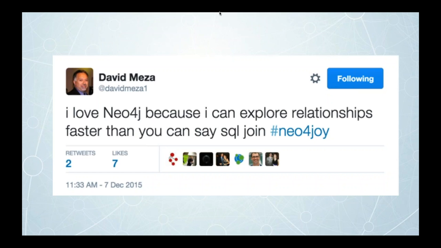This is a quote from a gentleman named David Meza. He says, "I love Neo4j because I can explore relationships faster than you can say SQL join." Now, David Meza is not just any developer. David Meza works for NASA. He's the chief knowledge architect of NASA, and NASA knows its technology. So I just wanted to point this out because it's a highly credible quote from someone who's been around a lot of different technology.